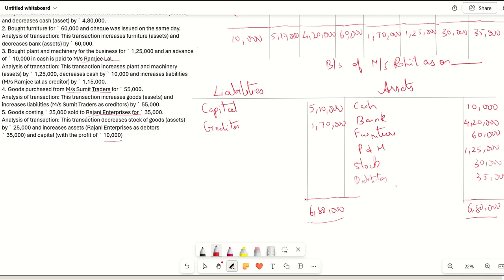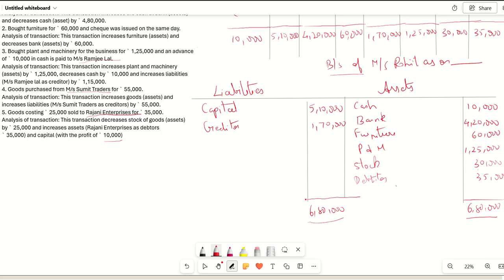So here you can see assets and liabilities are equal. That's how the equation should be balanced.